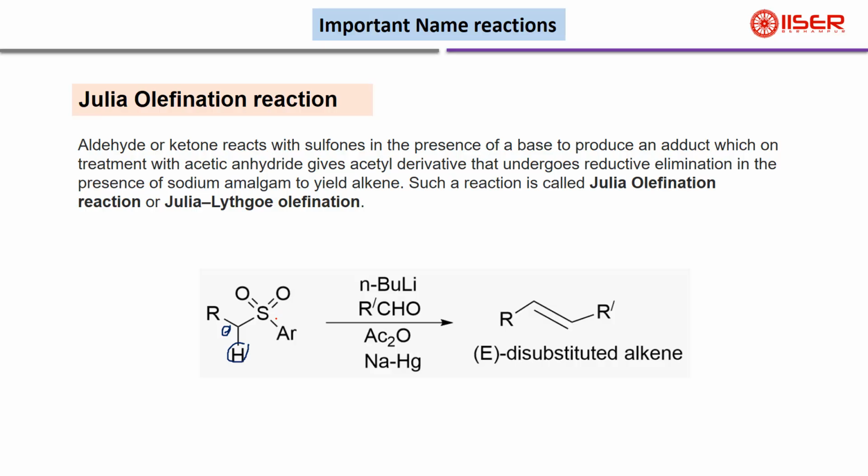The sulfone in presence of base will take up a proton here and generate a negative charge. This negative charge will attack this aldehyde center, and through acetylation of the OH group, it undergoes an elimination reaction and gives an alkene. In case of Julia olefination, you will always get an E alkene. There is no such controlling effect. So if you want an E alkene, it is not reagent dependent or substrate dependent. In that case, use Julia olefination because it will always give an E alkene.